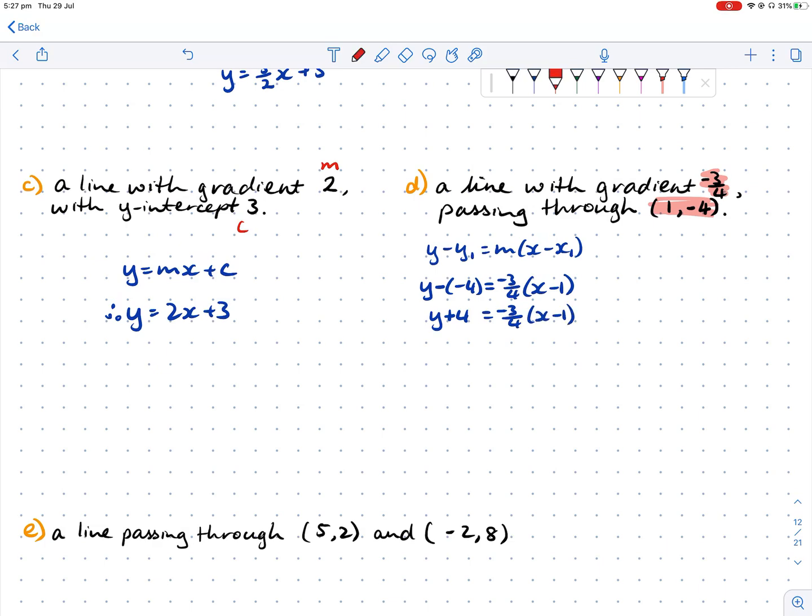What we can then do is expand the 3/4 through. So y plus 4 equals negative 3/4 x plus 3/4. And then we're going to subtract the 4 across. So then we've got just y left on the left-hand side, equals negative 3/4 x minus 13 over 4. So that would be the equation in gradient intercept form. Now, like what I said before, what we can also do is use the general form. So general form.